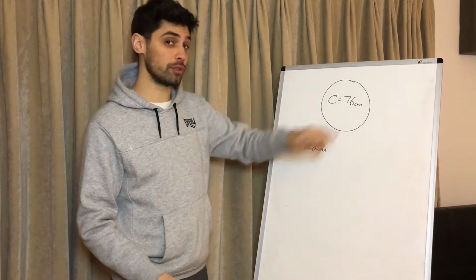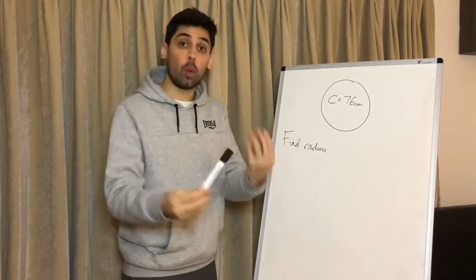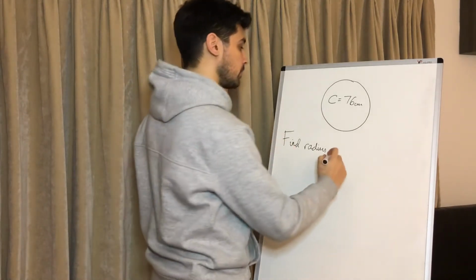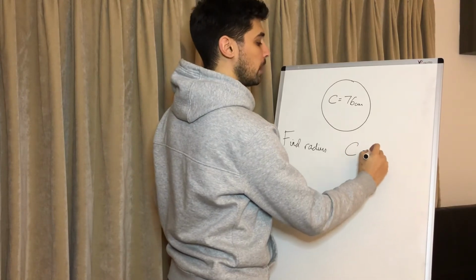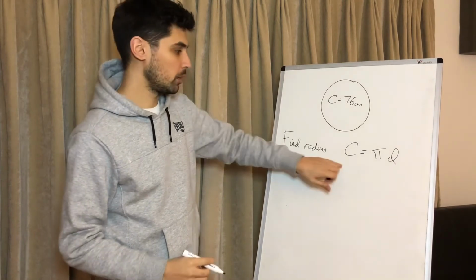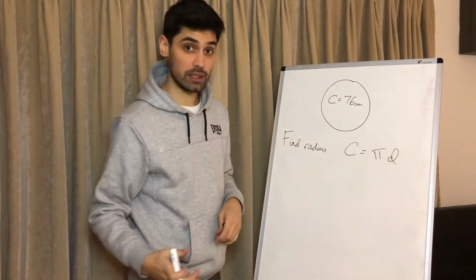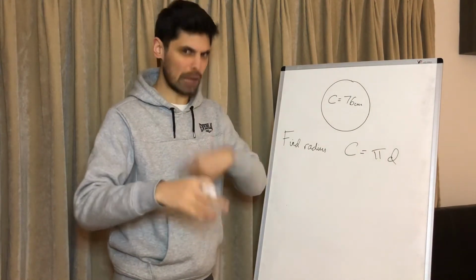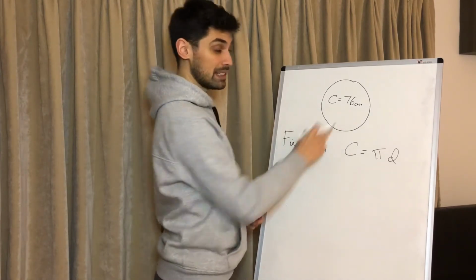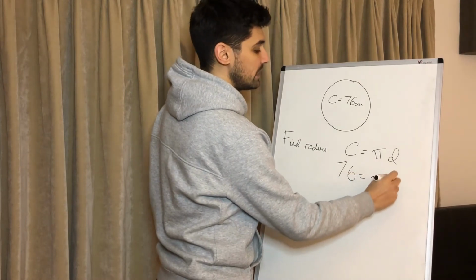Here, we're told the circumference is 76 centimeters. So because the question has mentioned circumference, we are going to write down the formula for circumference. That's the way we've got to think about these things. So C equals pi d. Now the question is asking for us to find the radius. We've got circumference equals pi times diameter, but we know that the diameter is twice the radius. So let's find the diameter first, then we'll figure out the radius. So just like before, let's plug in what we know. We know C is 76. So we've got 76 equals pi d.